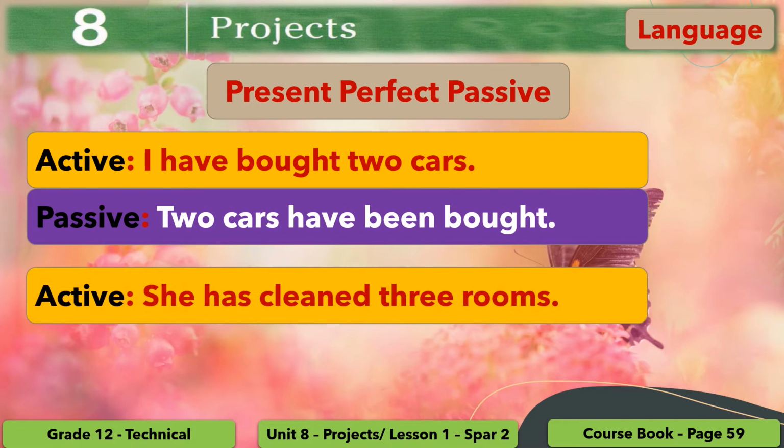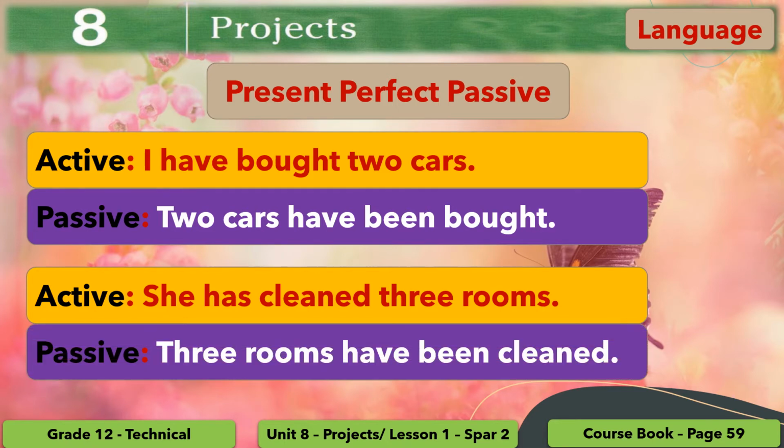Another example, she has cleaned 3 rooms. She is the subject. Has cleaned is the verb, and 3 rooms is the object. Let's change it. We begin with the object 3 rooms, which is plural here. So we change has into have. 3 rooms have. Then we add been and we use the verb cleaned. 3 rooms have been cleaned.